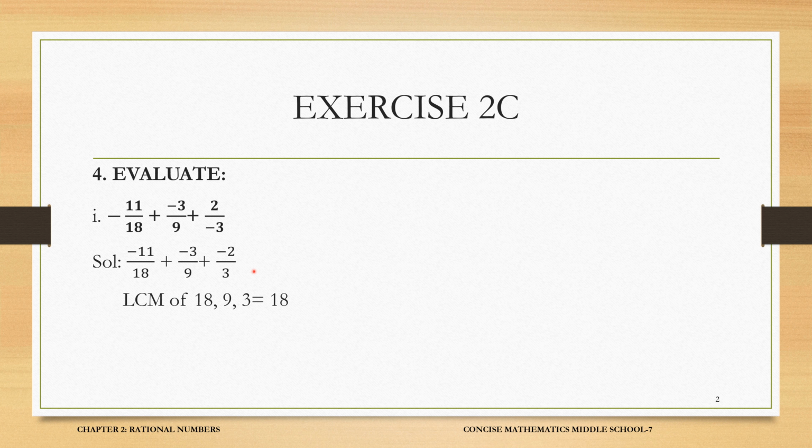So first we need to take the LCM of 18, 9 and 3. Why we are taking the LCM of 18, 9 and 3 is to make the denominators equal. When the denominators are equal, you can directly add the numerators, right? So this is the reason why we are taking the LCM. We are just going to make the denominators equal.